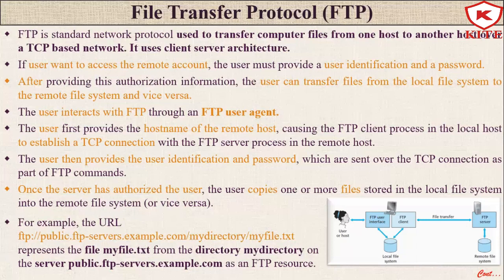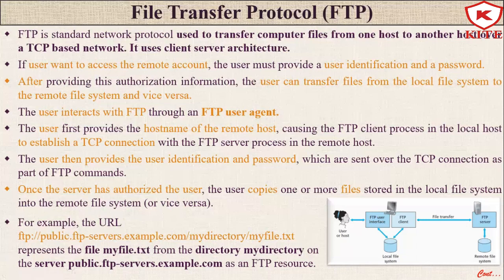For example, suppose this URL: ftp://public.ftp-servers.example.com/mydirectory/myfile.txt. So it represents the file myfile.txt from the directory mydirectory on the server public.ftp-servers.example.com as an FTP resource.